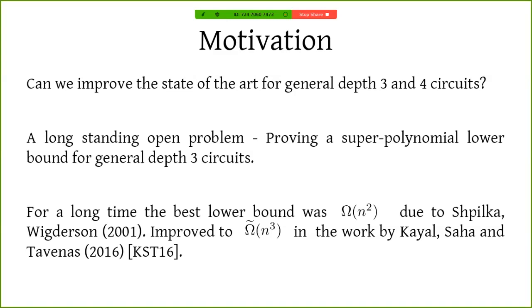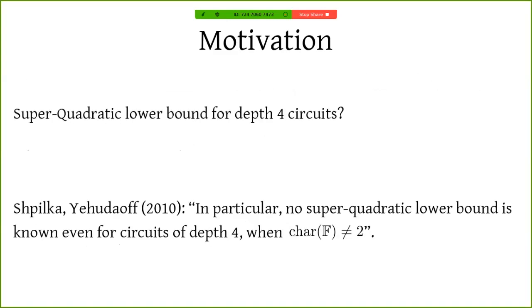But what about depth 4 circuits? Can we prove, say, a super-quadratic lower bound for depth 4 circuits using a variant of the shifted partials measure? In fact, as stated in this decade-old survey by Shpilka and Yehudayoff, no super-quadratic lower bounds were known for depth 4 circuits over fields of characteristic other than 2. And this brings me to our result.